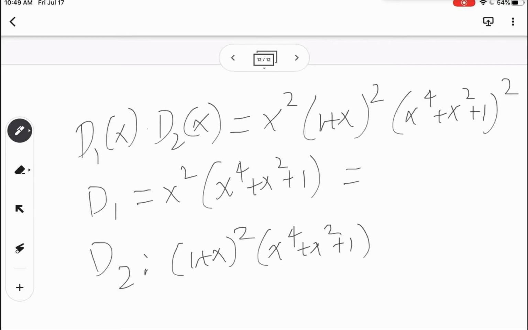Hold on. So this would be x to the 6th plus x to the 4th plus x squared. Wait, hold on. Let me think about this.